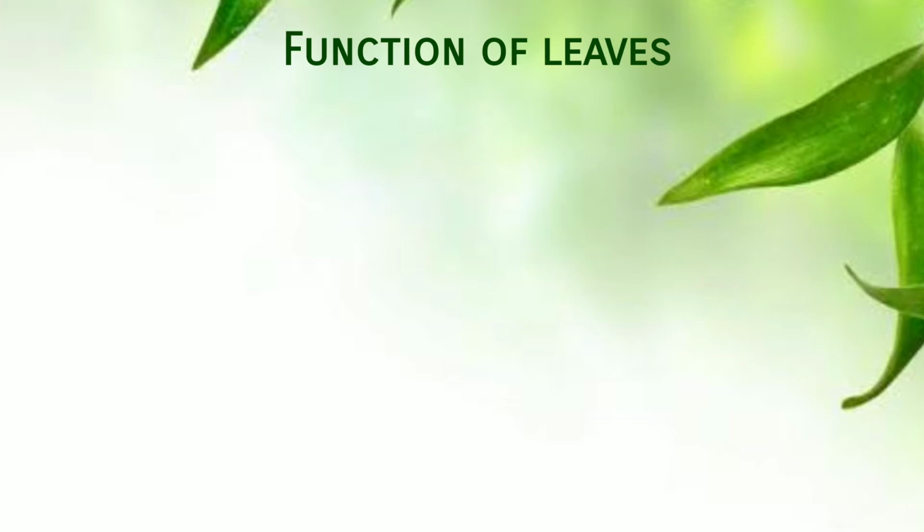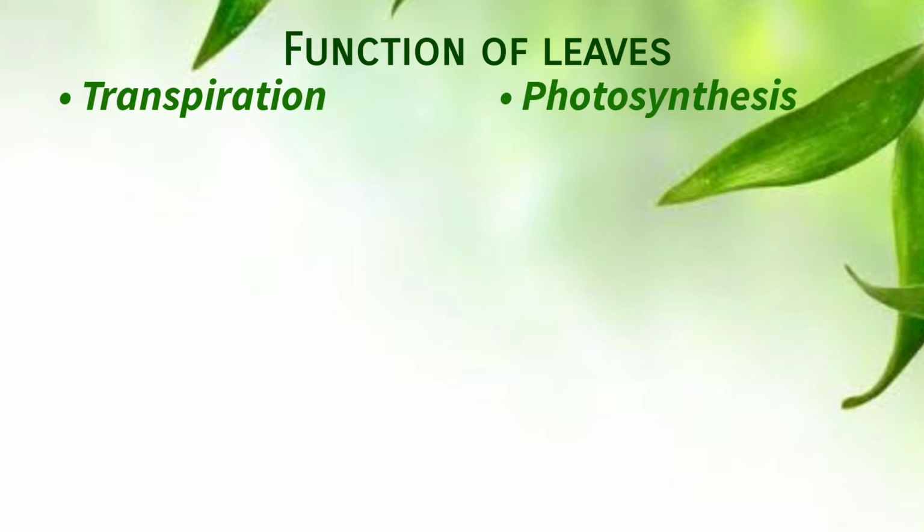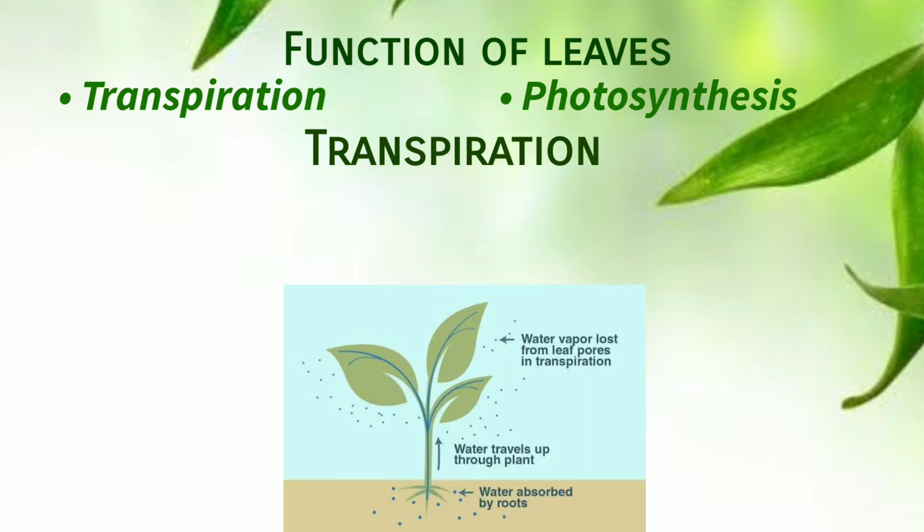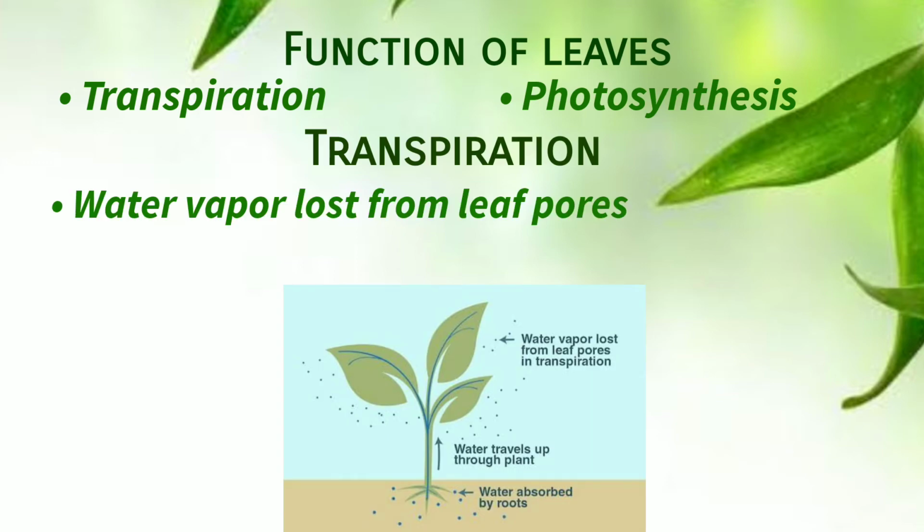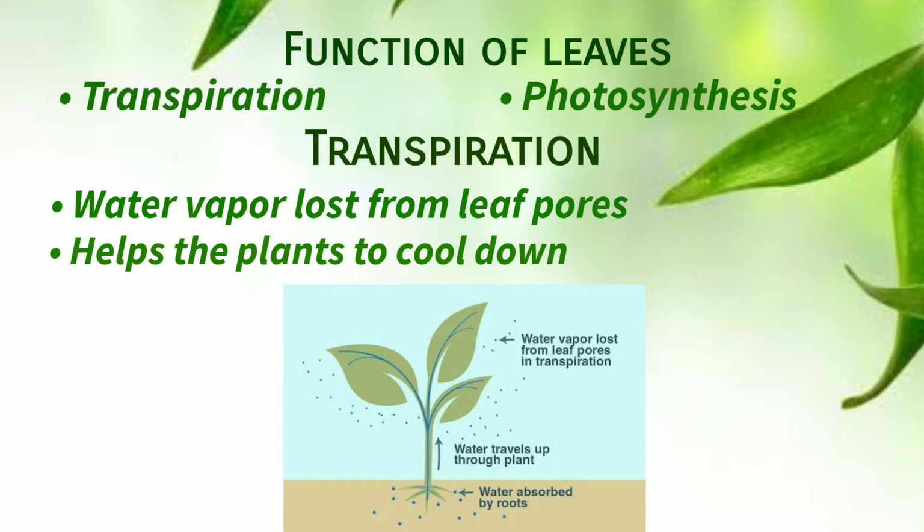Next, the functions of leaves. The leaves of plants are majorly responsible for performing two essential functions for the plant's survival and growth. These two functions are called transpiration and photosynthesis. First, transpiration. Transpiration is a process in which excess water is lost in the form of vapors from the aerial parts of the plant. Transpiration is important for the plants as it helps them to cool down. In the absence of transpiration, the temperature of the leaf becomes unregulated, which may lead to the eventual death of the plant.